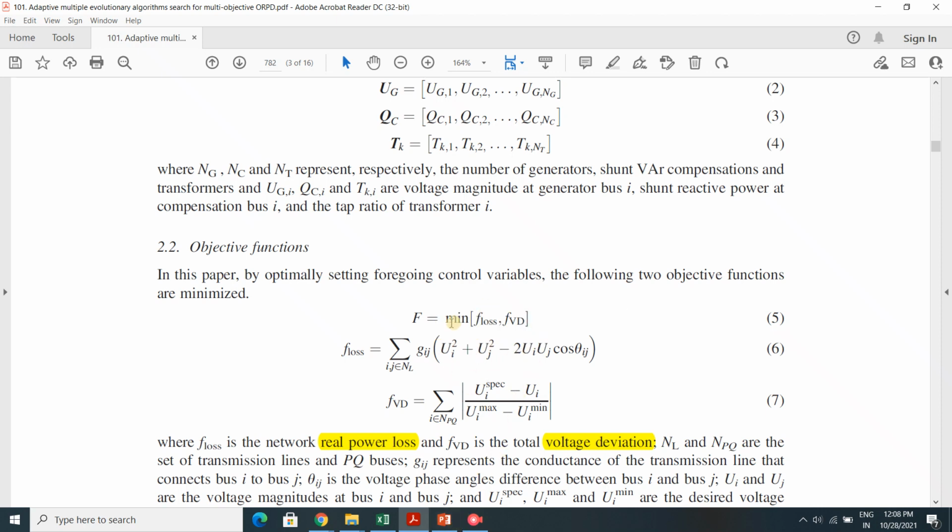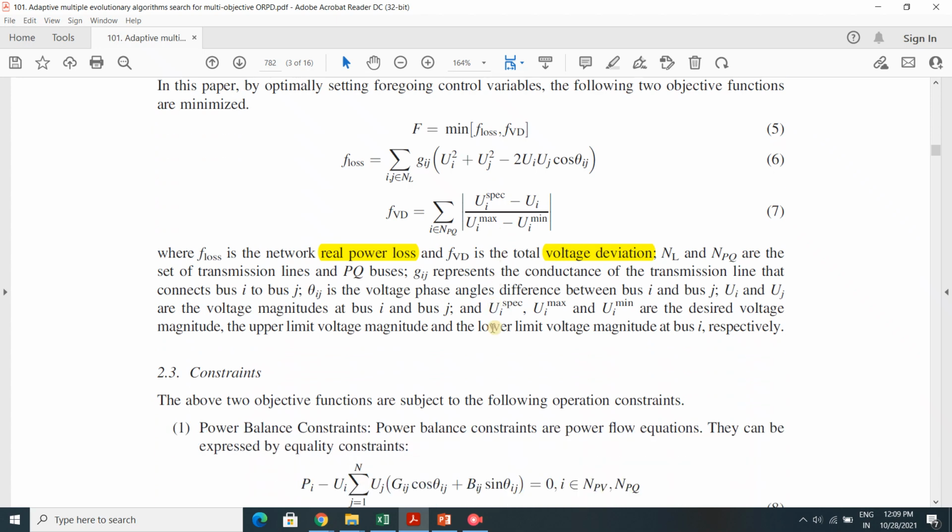Here Ui and Uj are the voltages. U is the bus voltage, and NL means the load buses. So these are the load bus voltages, and they should be within this limit. Whatever value you get, you should not violate the voltage deviation. So you can see the two objective functions are actually conflicting with each other. Two objective functions you have to minimize. Number one is power loss, you have to minimize.